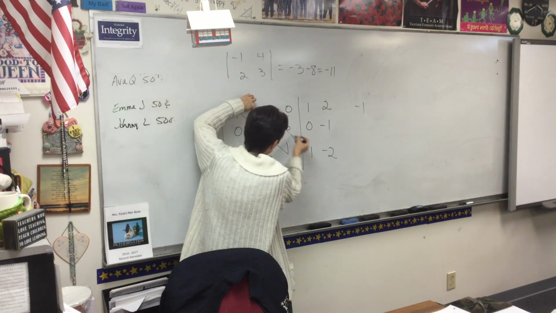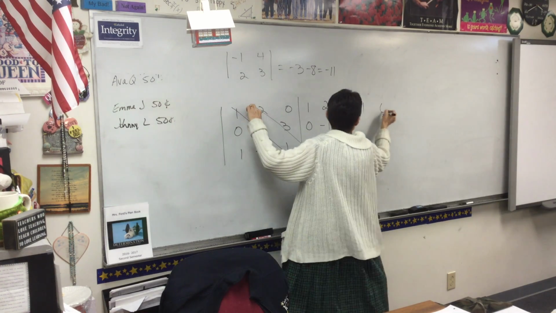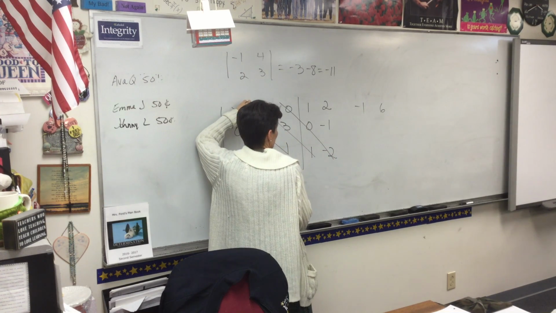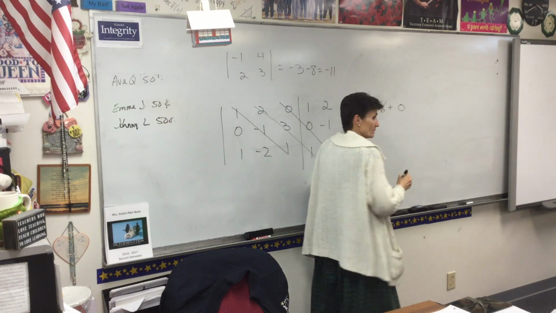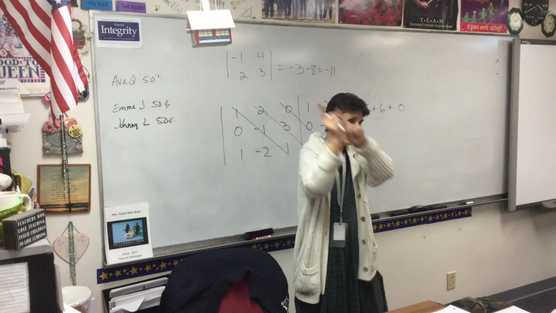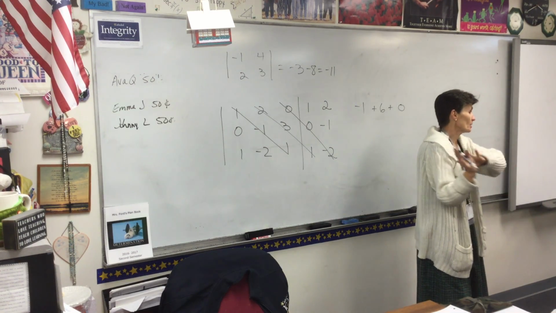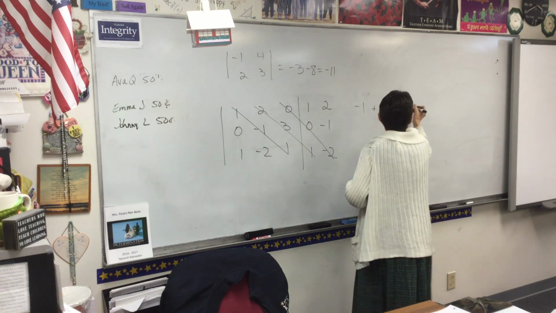Now, let's multiply these. 6. And let's multiply these. 0. Now, total those up. Total them up. So I multiplied, multiplied, multiplied, and I'm going to total them up. So the total of all of that is 5.